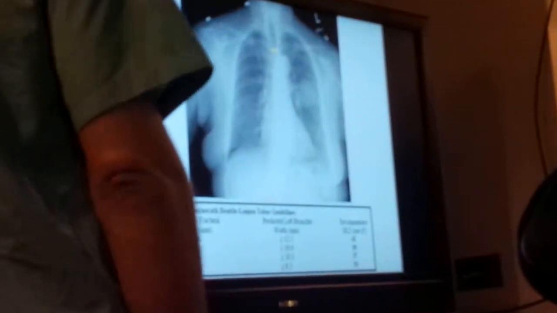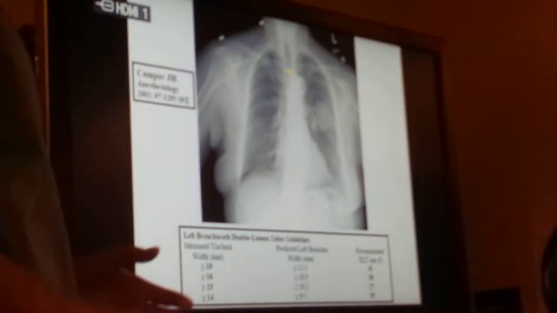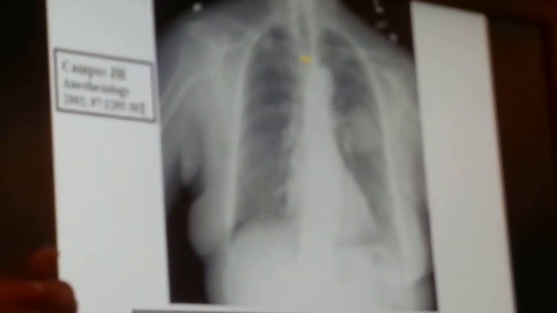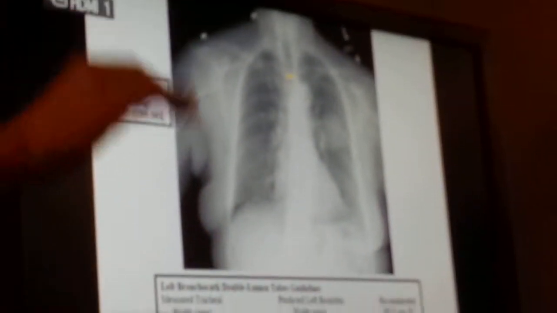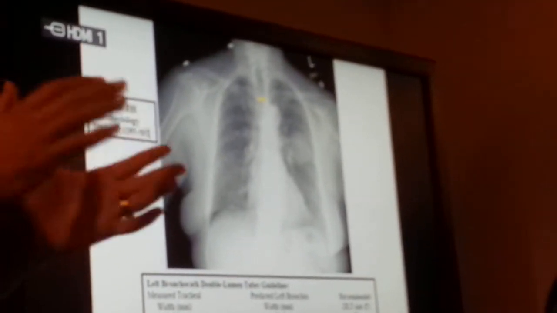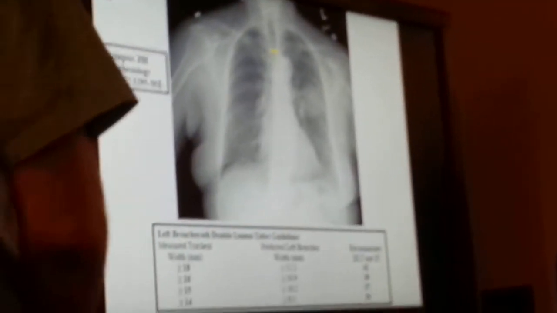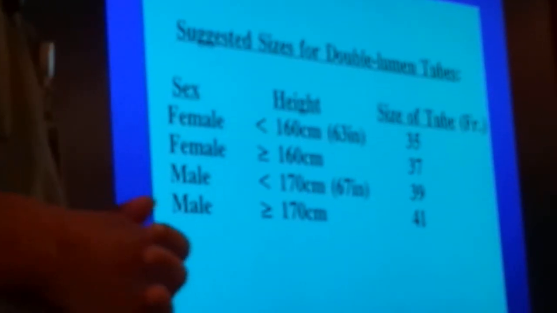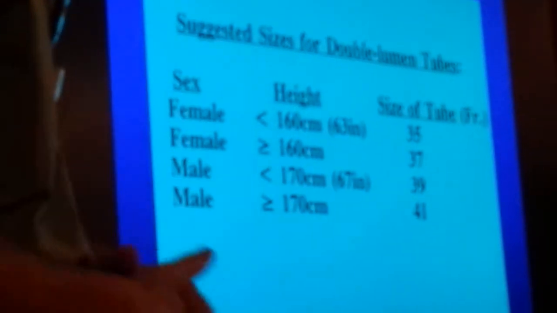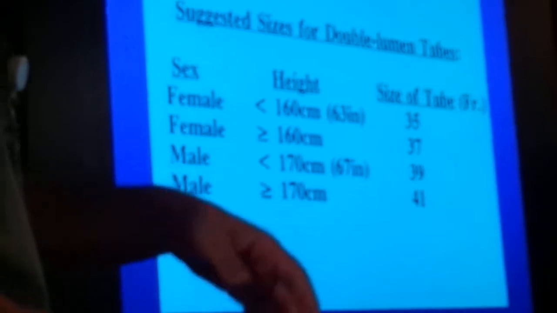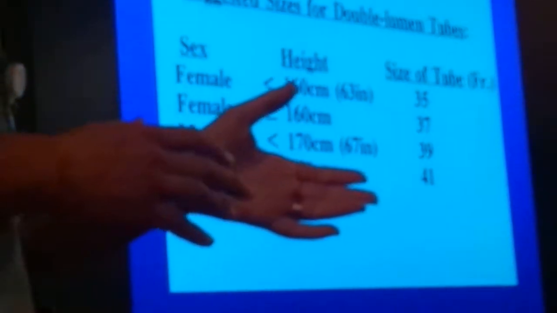Many studies have been made to confirm what's the proper size for the double lumen tube. They consider the height of the patients, they consider the diameter. Still, we don't have a clear-cut rule, but roughly we can say that for males with a height more than 170, we use 39. We rarely use 41. So roughly we can say male 39 and female 37.